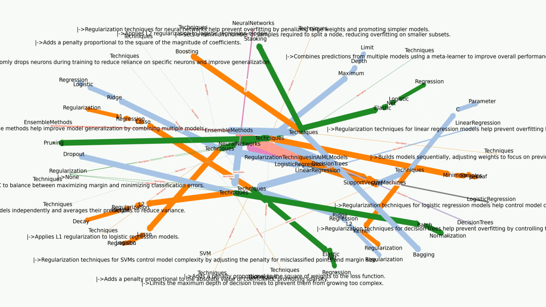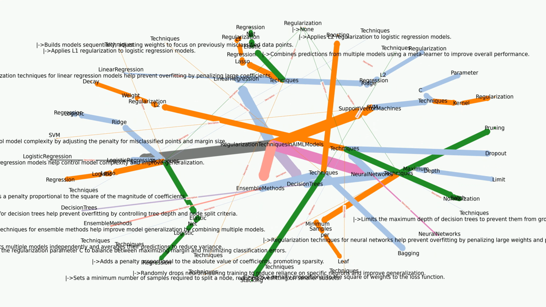Decision trees. Description: Regularization techniques for decision trees help prevent overfitting by controlling tree depth and node split criteria. Techniques. Maximum depth limit. Description: Limits the maximum depth of decision trees to prevent them from growing too complex.